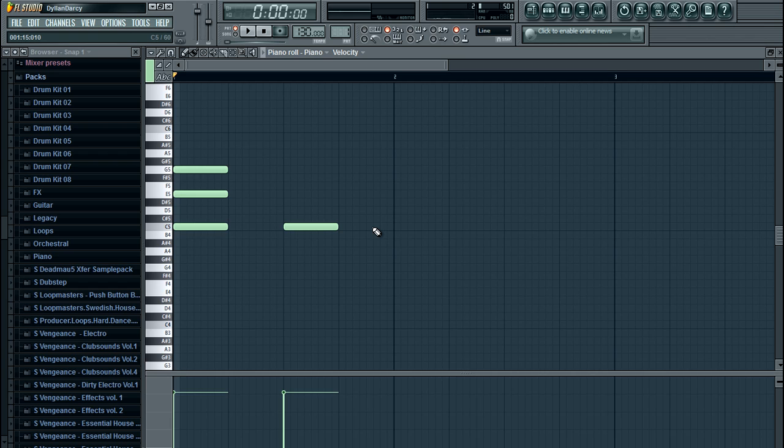Now the C minor triad, you go 3 notes up to get your second. 1, 2, 3. And then you go 4 notes up, or 4 semitones up to get your third. 1, 2, 3, 4.